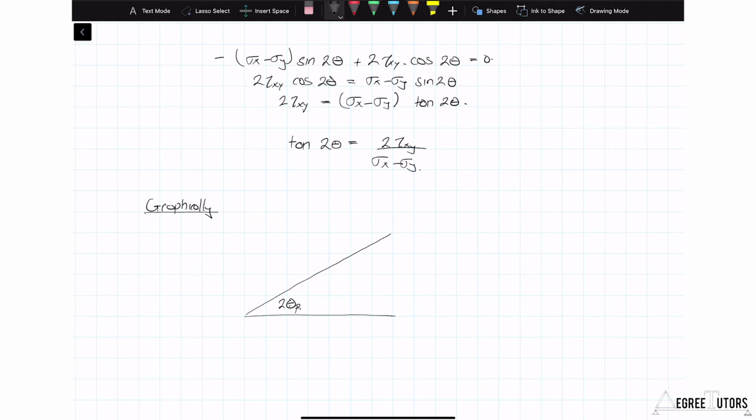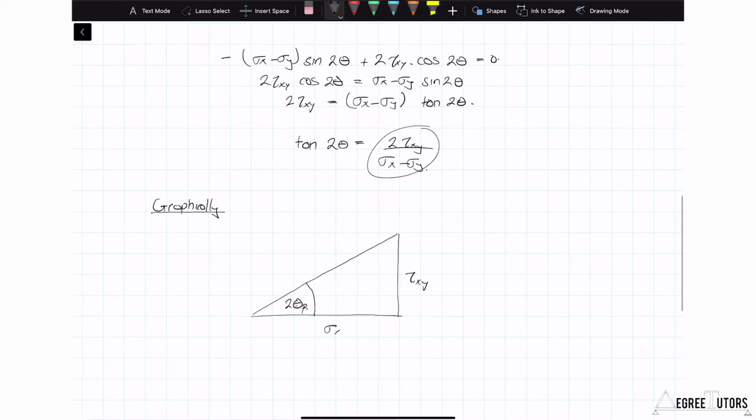Now, if the tan of 2 theta p is equal to this guy here, that means that if I'm thinking about this as a triangle, the length of the opposite side I could say is tau xy, and the adjacent side is going to be sigma x minus sigma y over 2. Of course it is a right angle triangle, and so we can say the hypotenuse is equal to the square root of the other two sides squared.